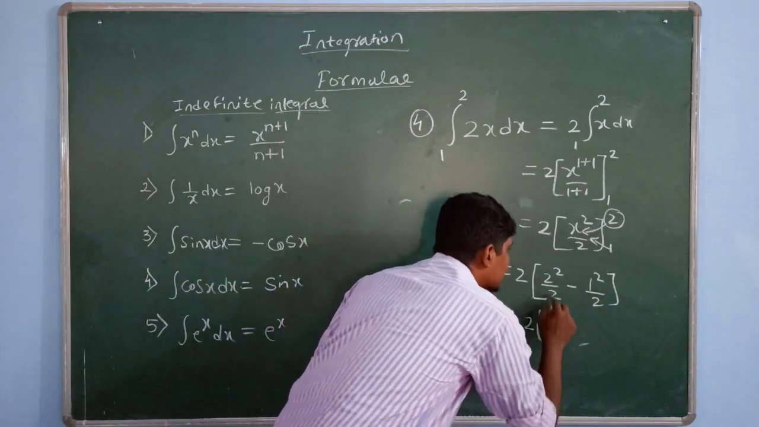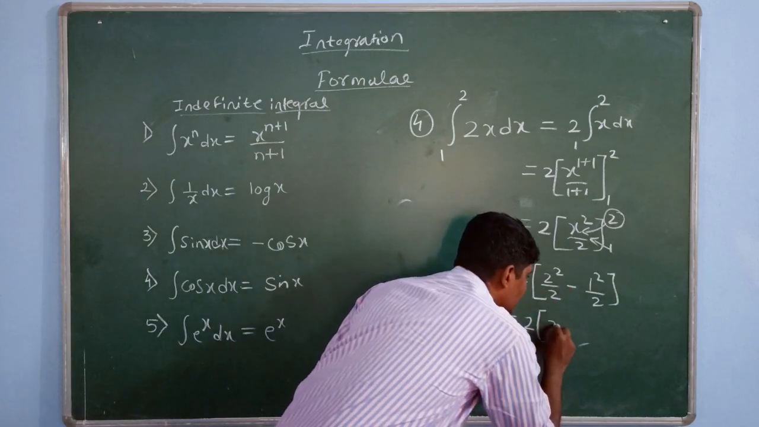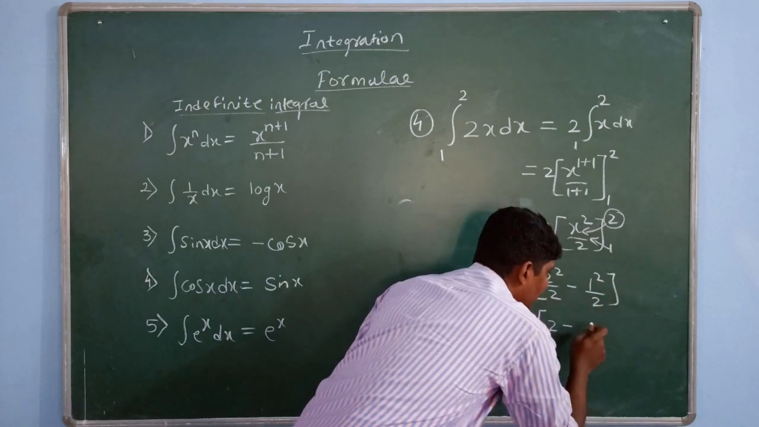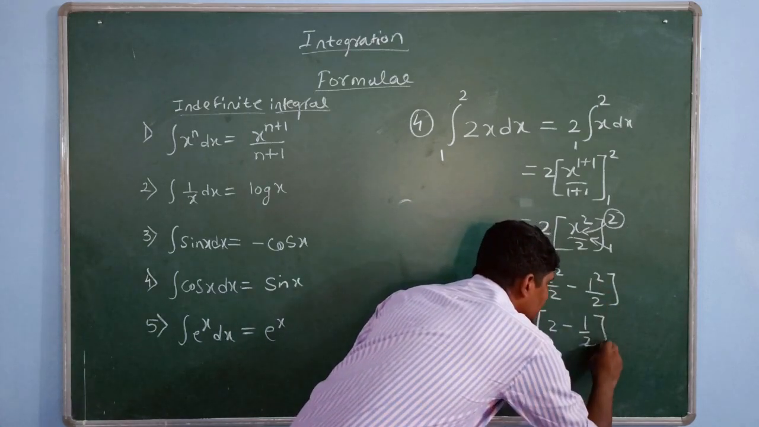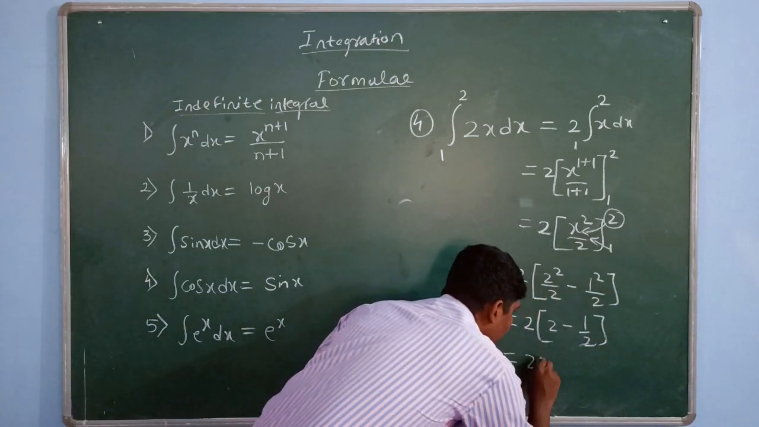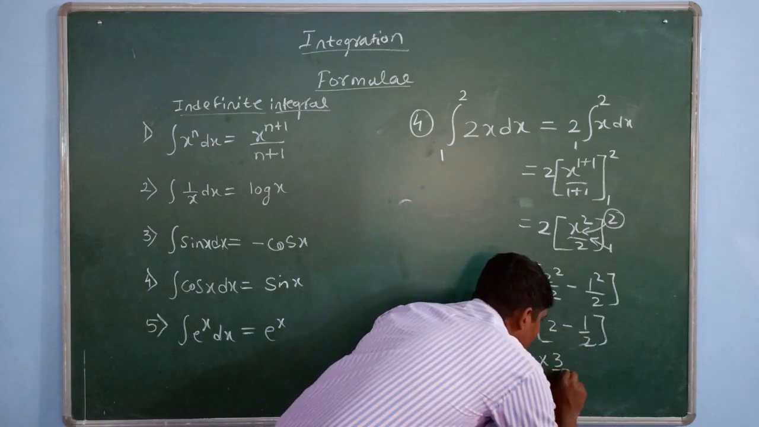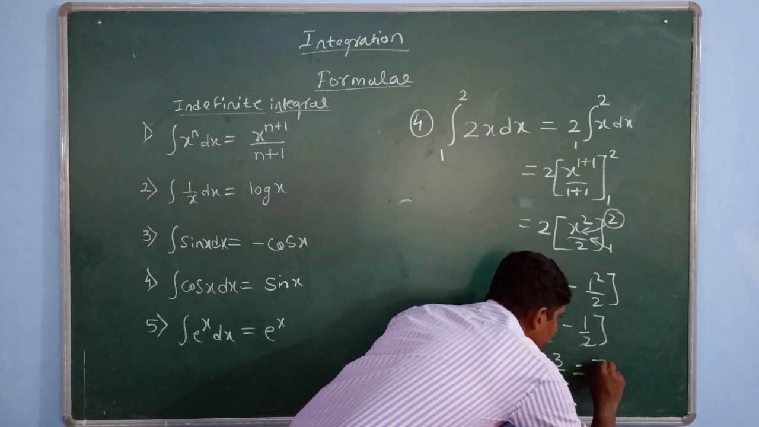2. Next, 2 square is 4. 4 by 2 is 2. Minus 1 square is 1, divided by 2, means 1 by 2. So this is finally 2 into 2 minus 1 by 2, means 3 by 2. So the answer is 3.